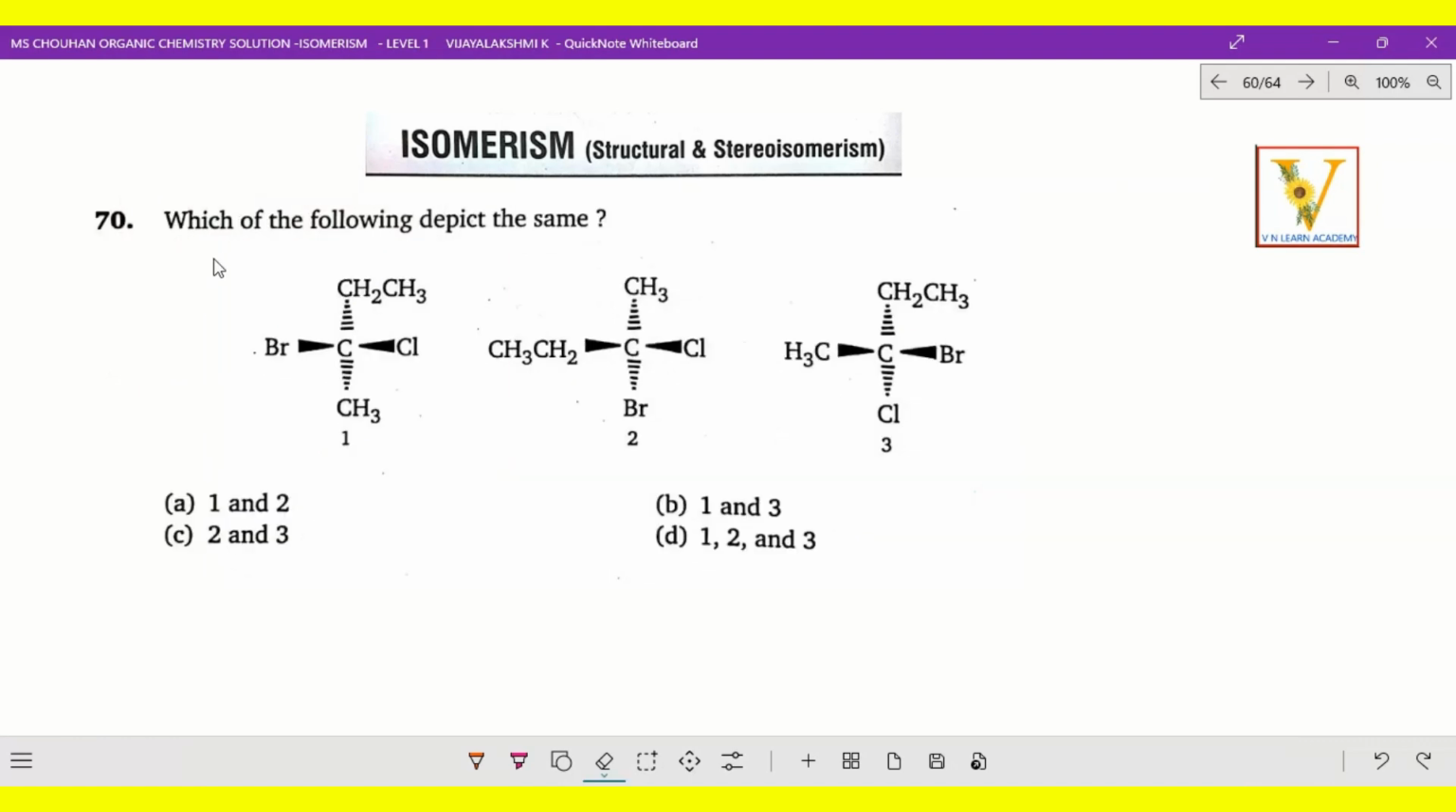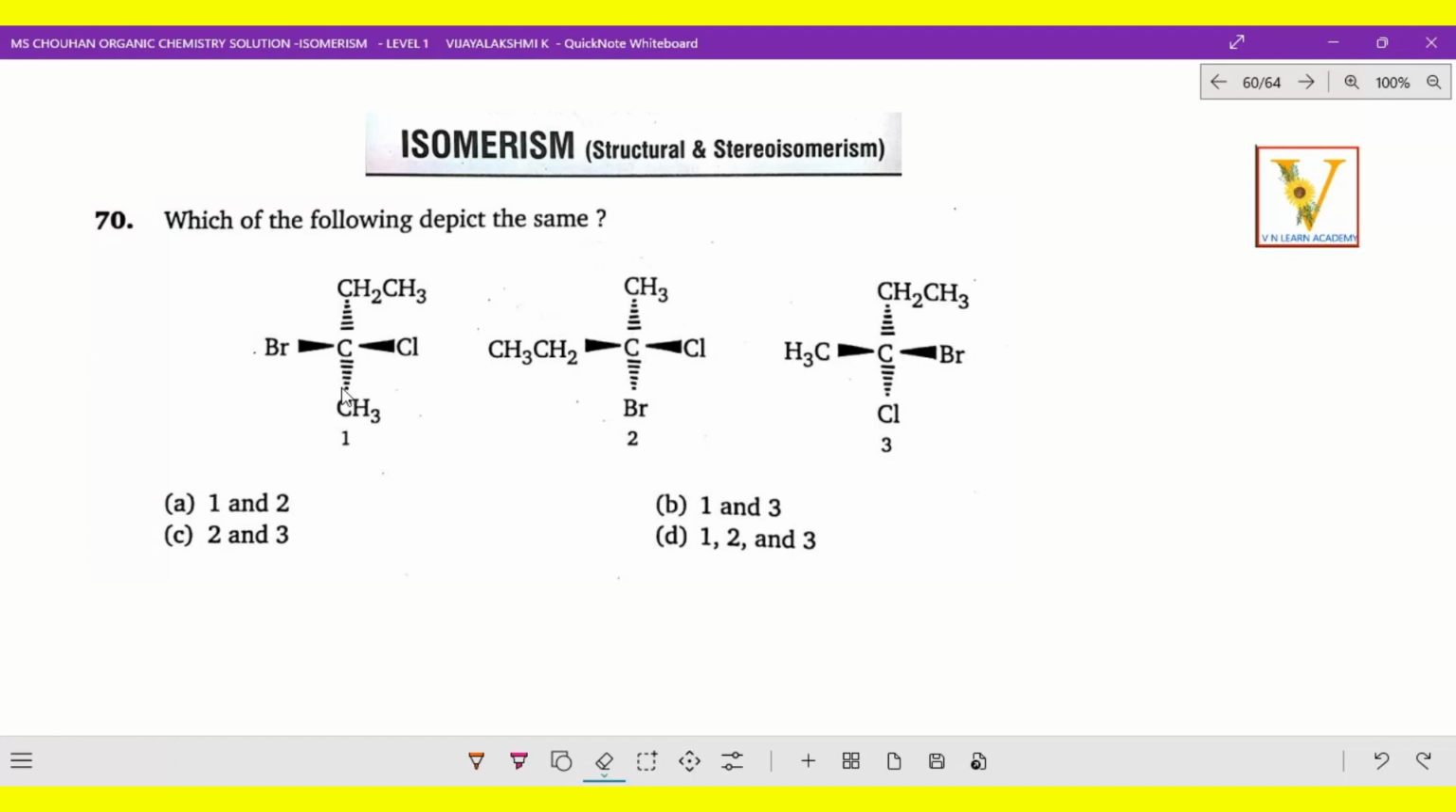Next question: which of the following depict the same? That means which of the molecules are the same? Options they have given: 1 2 3. Okay, now let us check. Here Br and Cl are connected with a wedge, and CH2CH3 and CH3 are connected with a dash. Here also CH2CH3 and Cl, the same molecular formula, but the wedge and dash are mentioned in a different way.